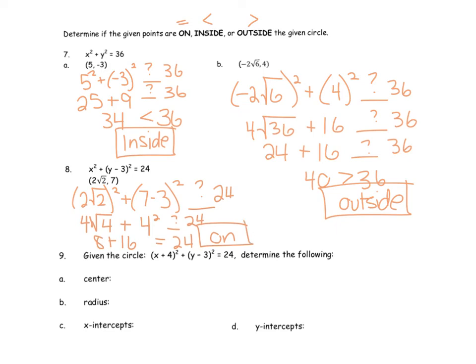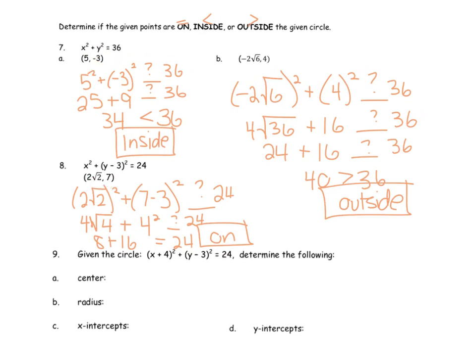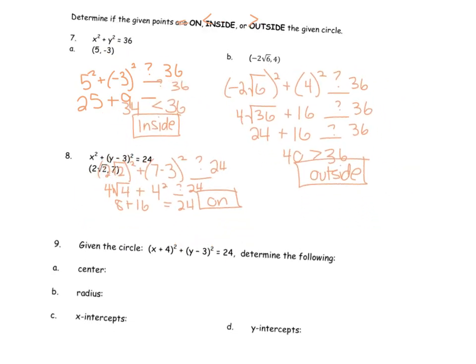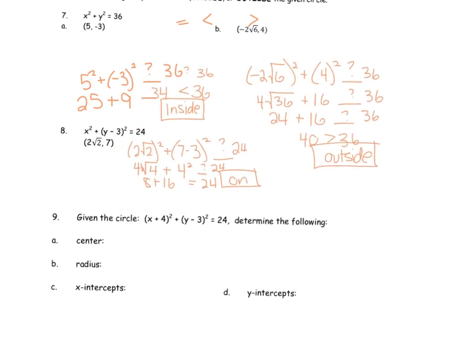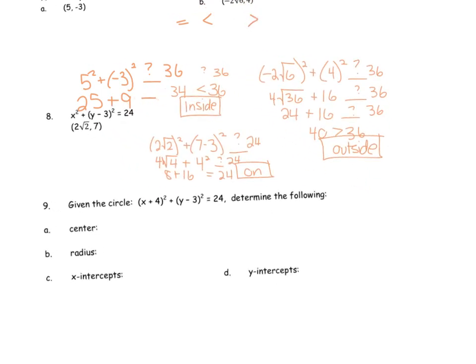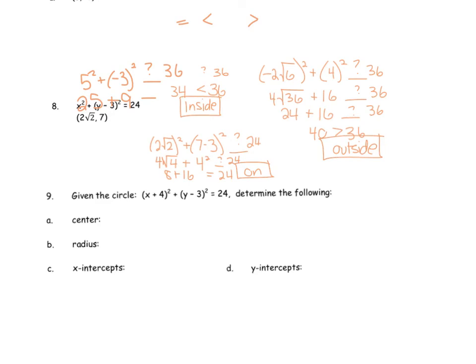All right, last problem, number 9, says, given the circle, x plus 4 squared plus y minus 3 squared equals 24, determine the following: the center, the radius, the x-intercepts, and the y-intercepts. So those two last ones are new.